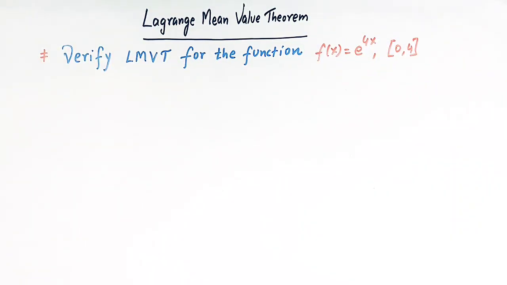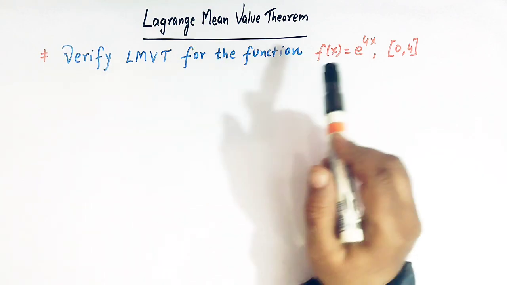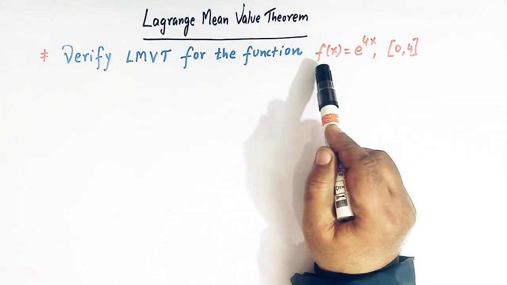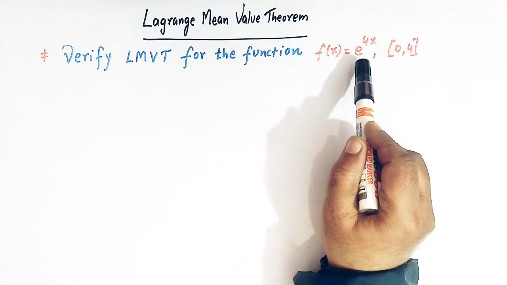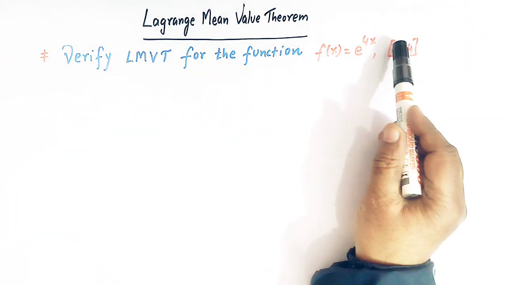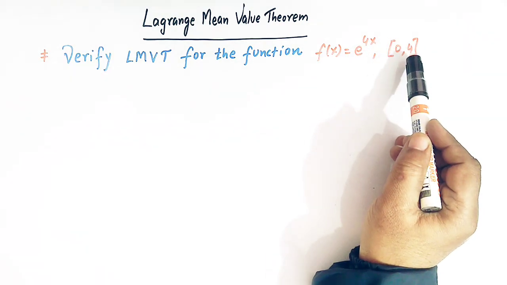Hello viewers, in today's class we are going to discuss an important problem from Lagrange Mean Value Theorem, and here I will verify Lagrange Mean Value Theorem for the function f of x is equal to e raised to 4x in the interval 0, 4, right?